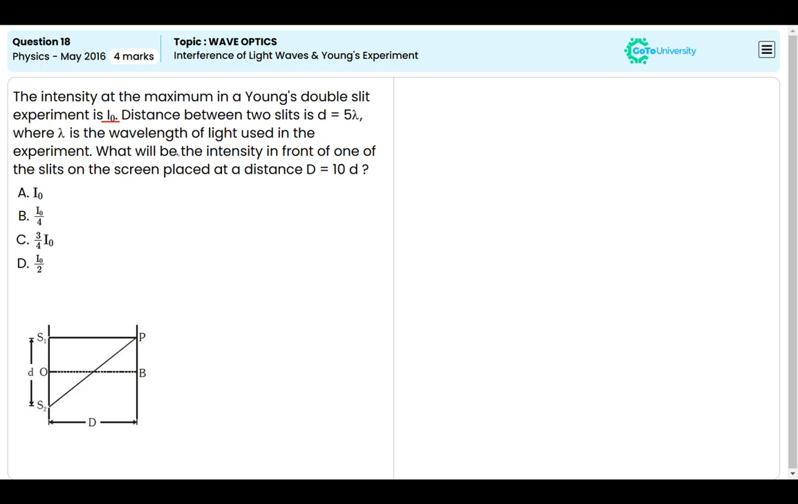Where lambda is the wavelength of light used in the experiment, what will be the intensity in front of one of the slits on the screen placed at a distance capital D equal to 10d? Whatever this capital D is, this distance is 10 times this distance d, the distance between the two slits.